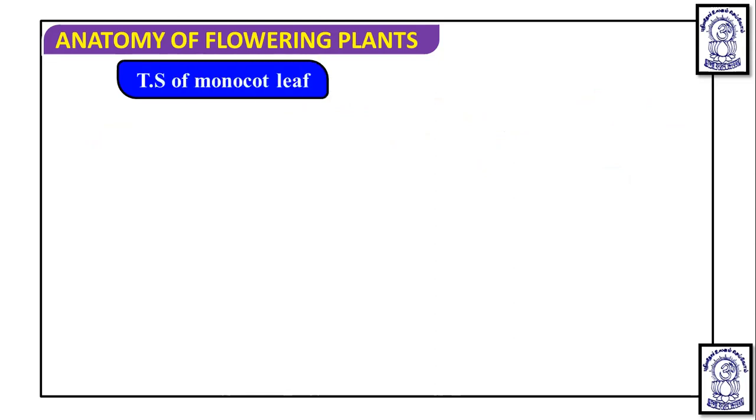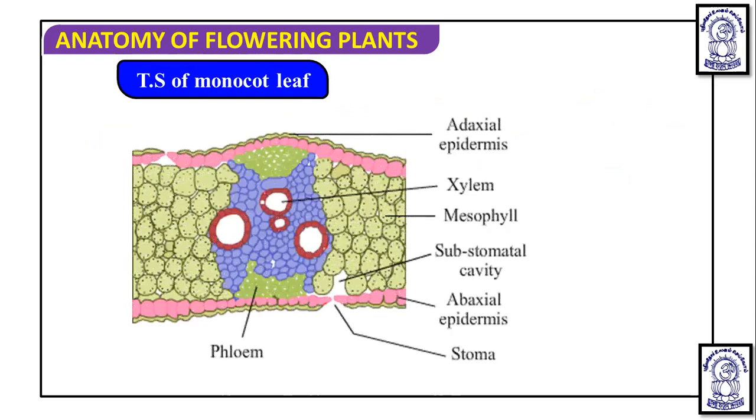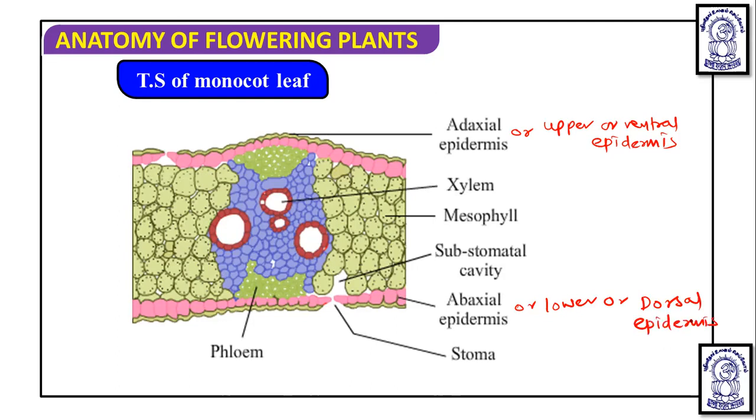Now when we take a transverse section of a monocot leaf, you will see this type of anatomy. In this anatomy, dear students, you will see an adaxial epidermis, which we know as the upper or ventral epidermis. In the same way, the lower epidermis is known as the abaxial or lower or dorsal epidermis.